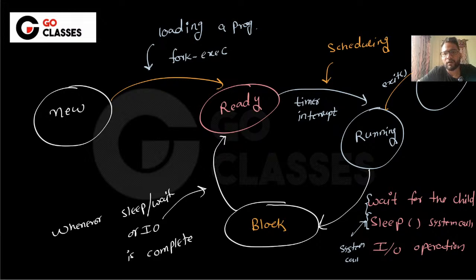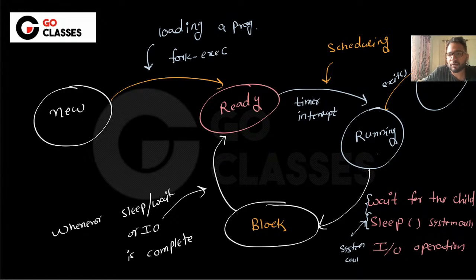Now tell me, if that's the diagram that I have, can I have some transition from blocked to running? Can I say that it was blocked, then eventually it is running? Generally it doesn't happen. If it is blocked, then once it is complete, it goes to the ready state. Block to running, these kinds of transitions are not possible.